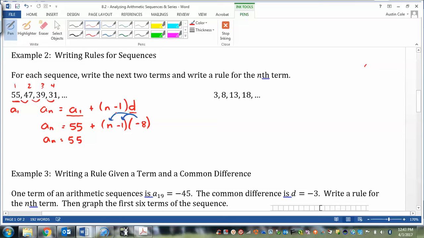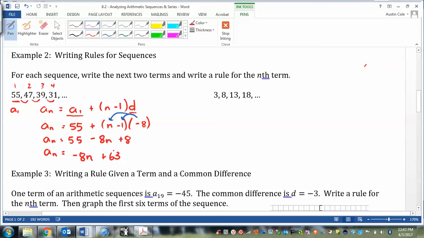When I distribute negative 8 to n, well, that's going to give me minus 8n, or you could have maybe a plus a negative here. And then negative 8 times negative 1 is positive 8. Okay, so then I can combine like terms. I'm going to put my n first. I always put my variable first, so negative 8n, and then 55 and 8, isn't that 63? Yeah. 63.